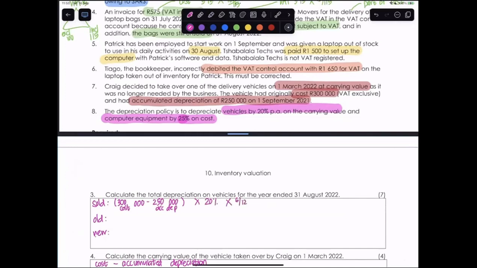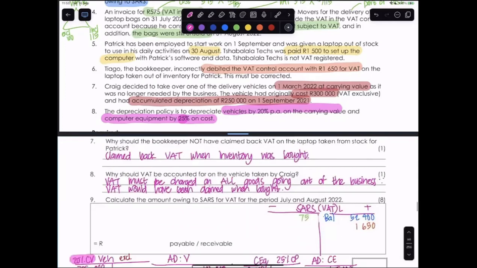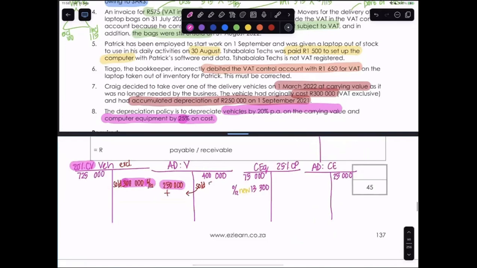Nice little shortcut. If you see a combination of the 20% and 6/12, 6/12 is obviously a half, 20%, half of that is obviously 10%, which means it's much easier to quickly calculate that of the 50,000 carrying value, your depreciation is only 5,000. That we can then show in the accumulated depreciation that the sold item had 5,000, and obviously you put it in and you take it out.